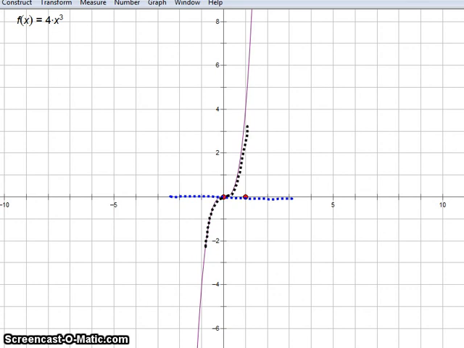So be careful when you have your derivative. Don't automatically think it's going to be a maximum or a minimum. It might be what's called a saddle point.